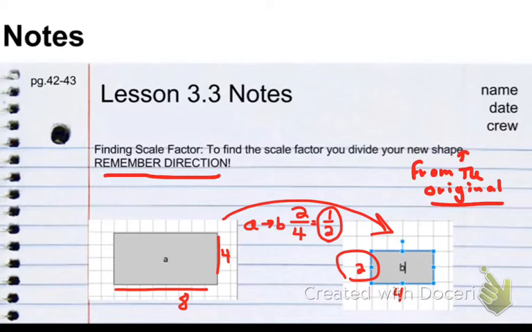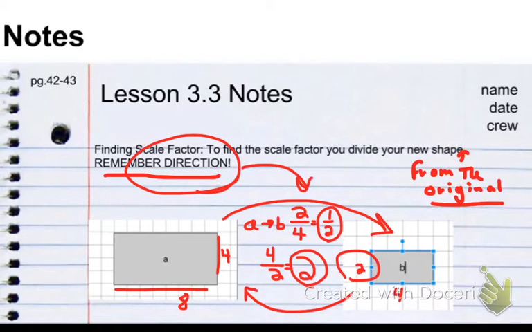And that would be my scale factor. Now, if I was to reverse that, if I was to go from B to A, well, now B is my original shape. So I would put my original shape underneath, and I would divide by its corresponding side, and I would get a scale factor of 2. And that's where remembering direction comes in handy. So, if I'm going from A to B, my scale factor is 1/2. If I am going from B to A, my scale factor is 2.